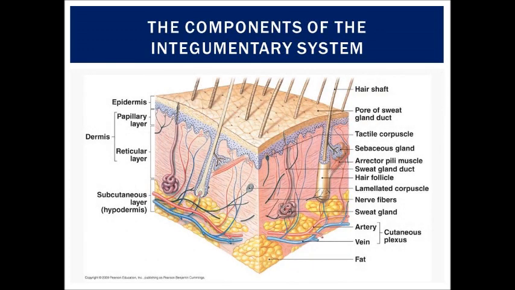Here is the image of the components of the integumentary system. For the layers, we have epidermis, dermis, and hypodermis. The hair, which is part of the accessory structures, protrudes from the dermis to the epidermis.